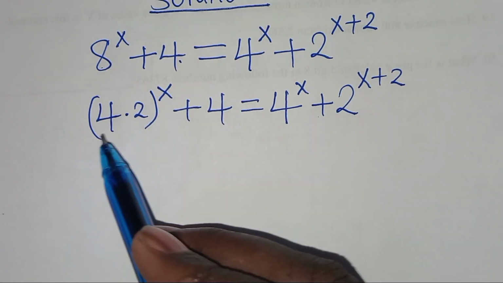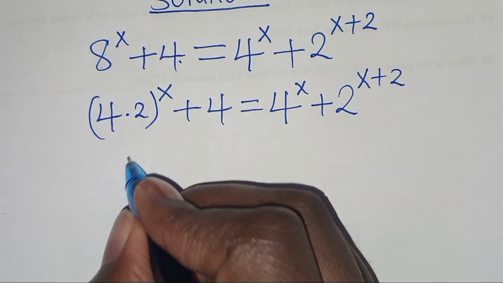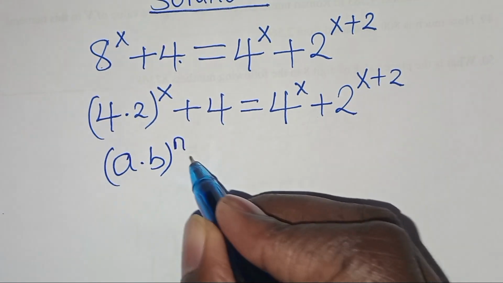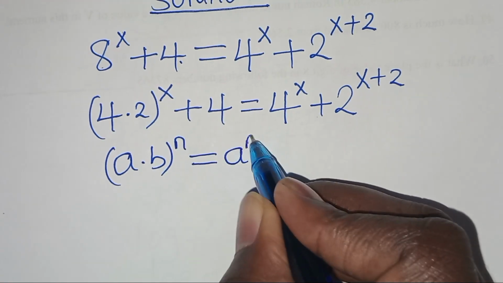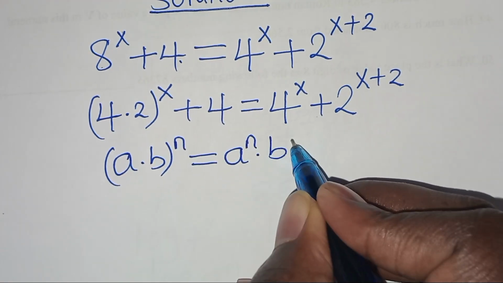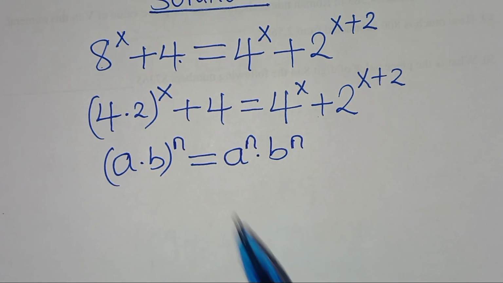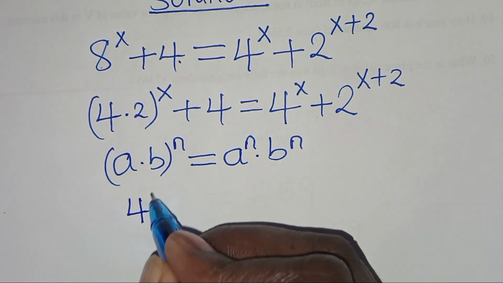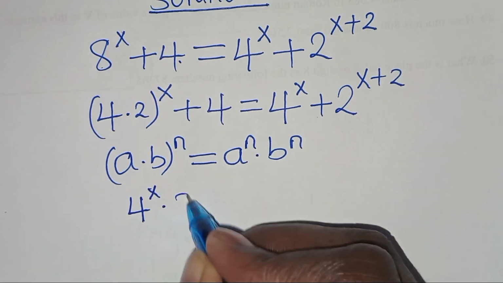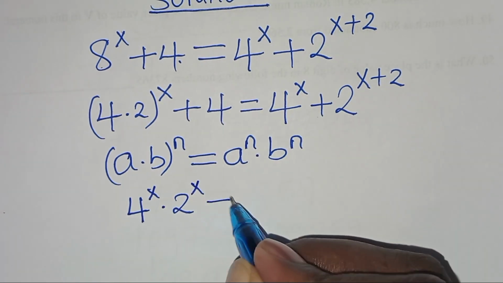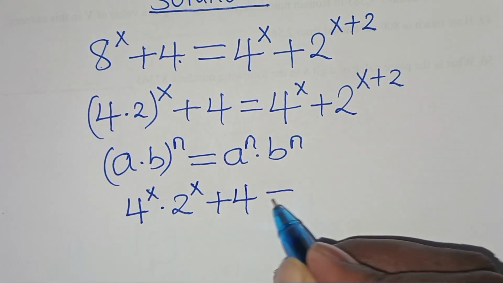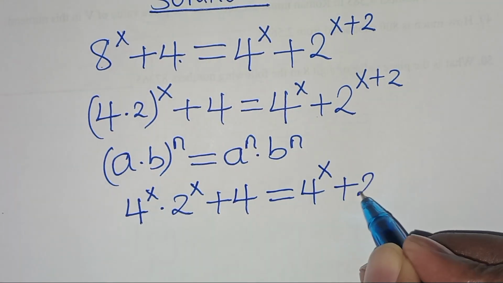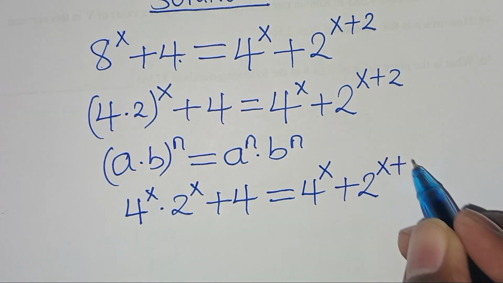The next step is that 4 times 2 to the power x, this is in the form of a times b raised to the power n, which we can express as a to the power n times b to the power n. Applying this exponent property, then we have here 4 to the power x times 2 to the power x, then plus 4. This is equal to 4 to the power x, then plus 2 to the power x plus 2.